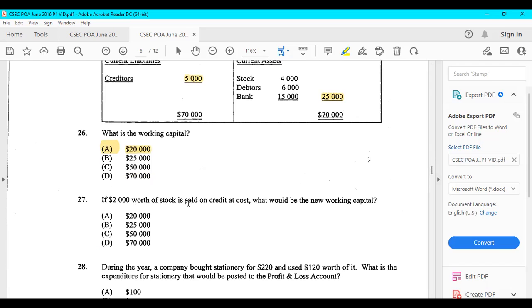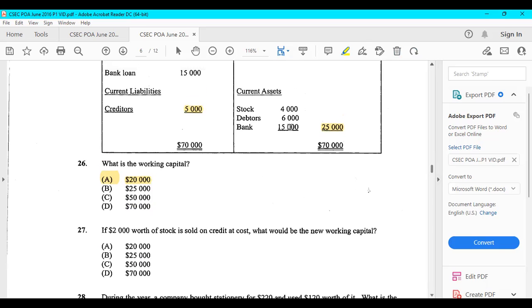If $2,000 worth of stock is sold on credit at cost, what would be the new working capital? So the $2,000 would come from the stock. The stock would reduce by $2,000, right? And then because it is sold on credit, that means our debtors amount is increasing by 2,000. So you just basically move the 2,000 from stock and you put it where debtors is. So debtors now become 8,000. So this figure right here, the 25,000, which is your total current assets figure, won't change because we just moved around $2,000, but it still fell under the current asset section. You move it from one current asset to the next. Your total current assets don't change. So your working capital doesn't change. This is the same 25,000 minus the 5,000, which is still 20,000.